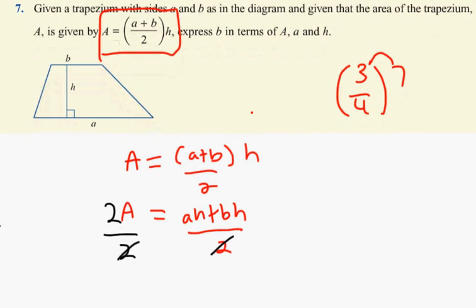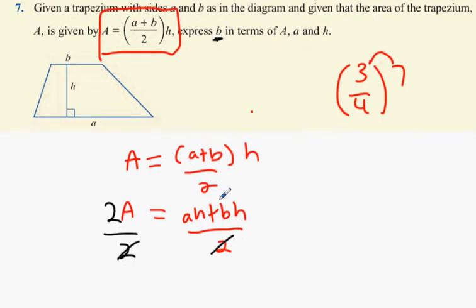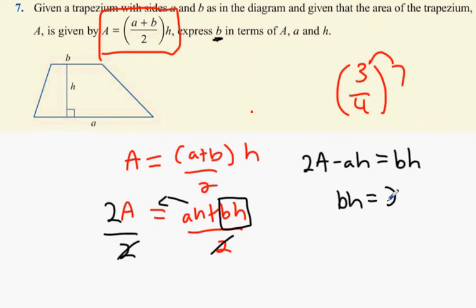We're looking to isolate b on its own, so I'm going to keep this part on its own and bring the AH over to your side. 2A minus AH equals BH. In general, we like it on the left, so therefore we're just going to do a spin. And then finally bring the H underneath, and what happens? 2A minus AH all over H. Alright, everybody alright with that, Luke?